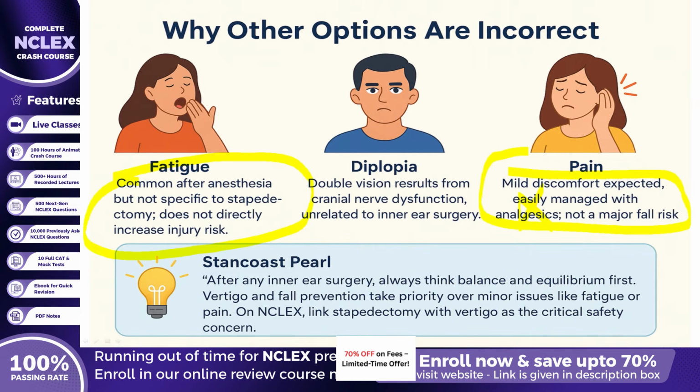Here is the Stancoast Pearl. After any inner ear surgery, the most important nursing consideration is balance and equilibrium. Always think about vertigo, fall prevention, and injury risk before worrying about less dangerous issues like mild discomfort or fatigue. Exam tip: if the NCLEX question involves a stapedectomy, prioritize vertigo as the most significant post-operative complication requiring immediate safety measures.